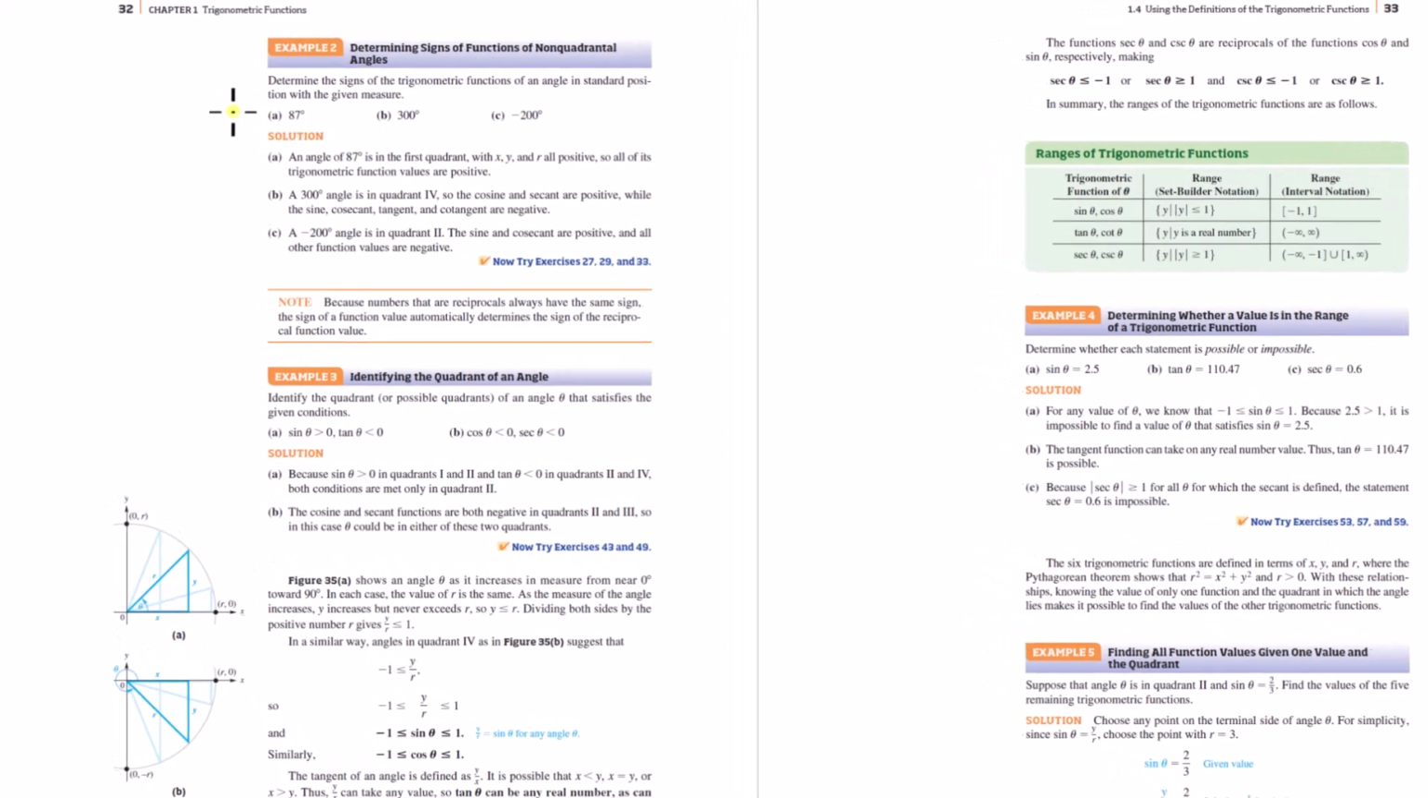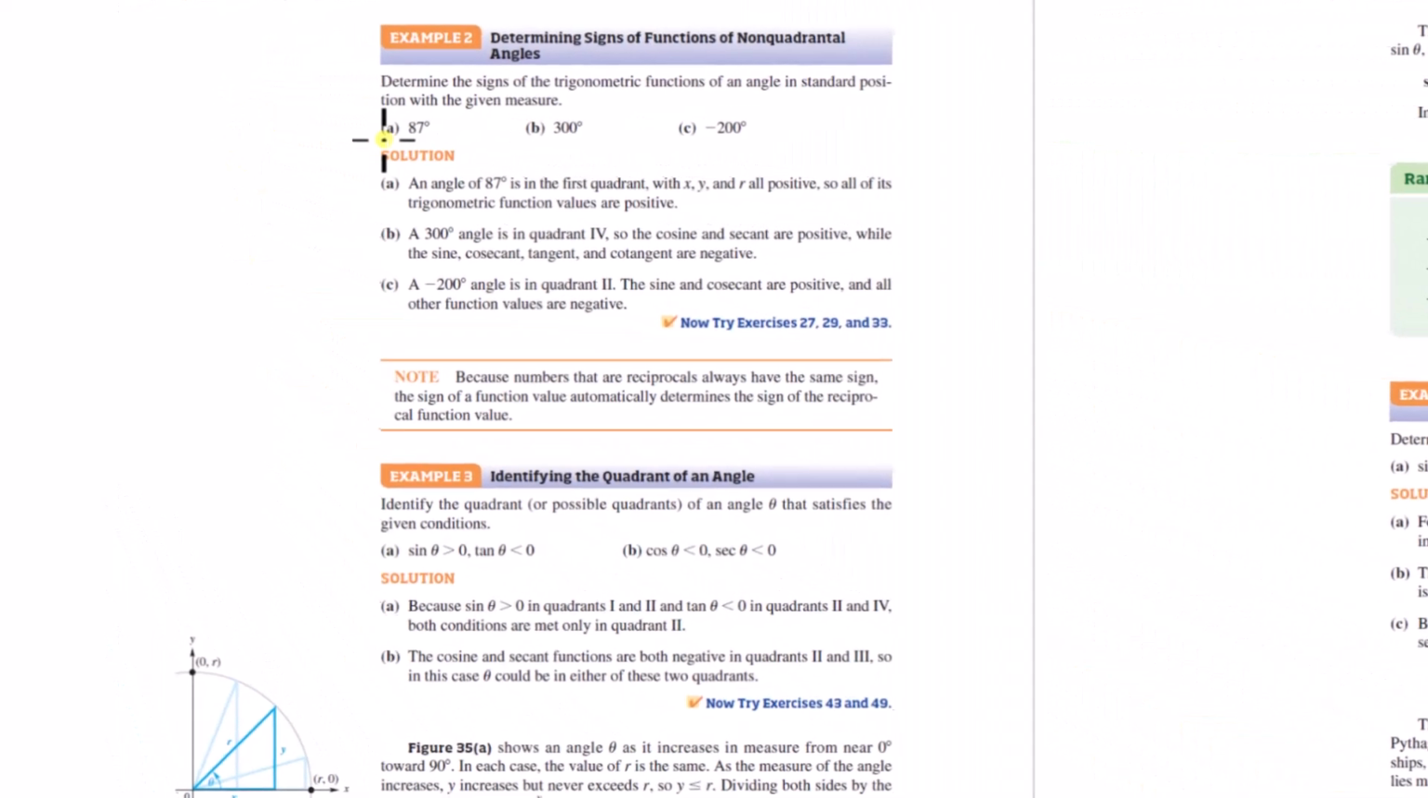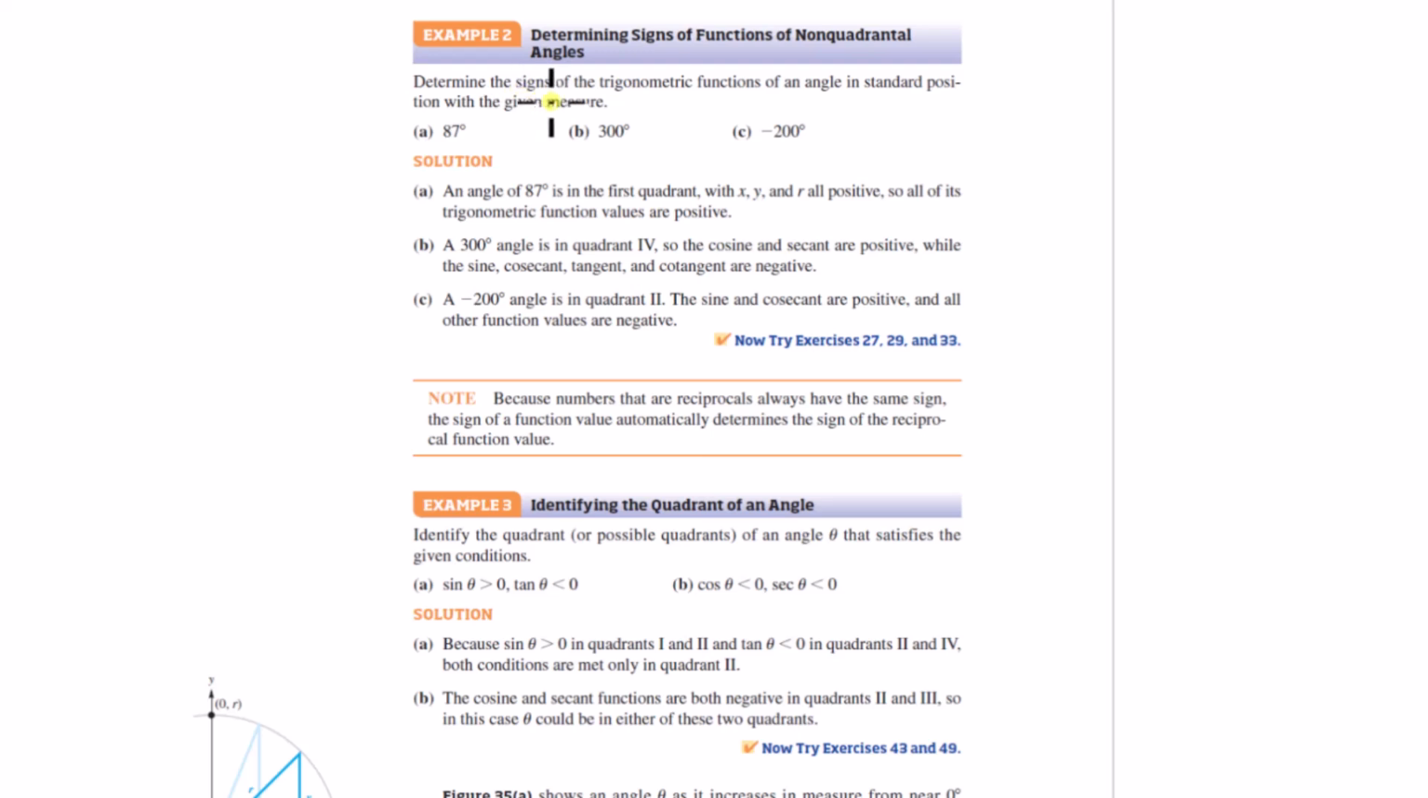And that's what they do here. So 87 degrees, it says, okay, determine the signs of the trig functions of an angle in standard position with the given measure. So that's an acute angle. All trig functions are positive for acute angles. Why? Because the side lengths of the triangles are all positive, and trig functions are just ratios of side lengths. So if they're all positive, you're never going to have a negative trig function value of an acute angle.